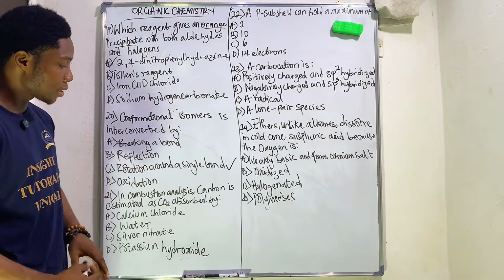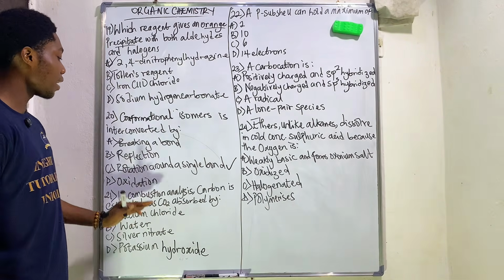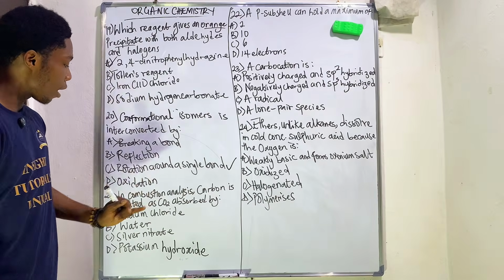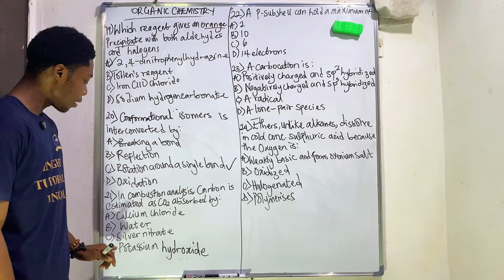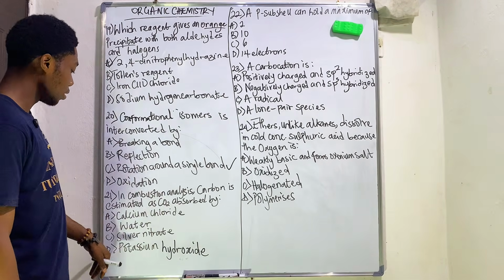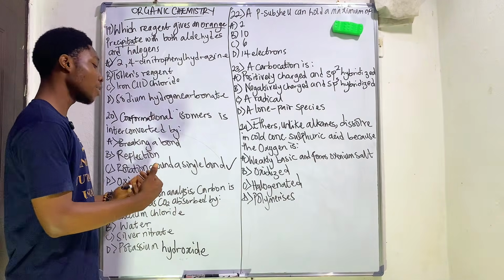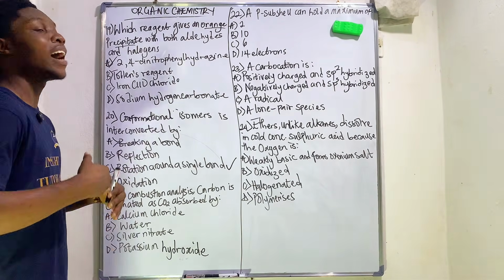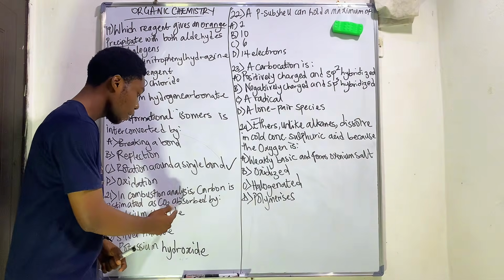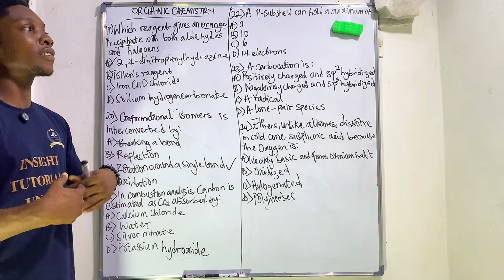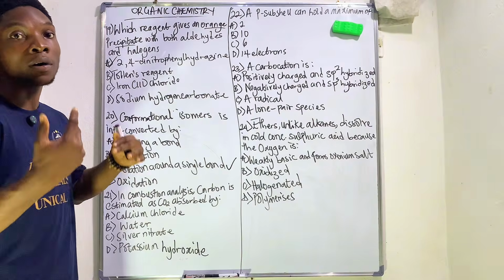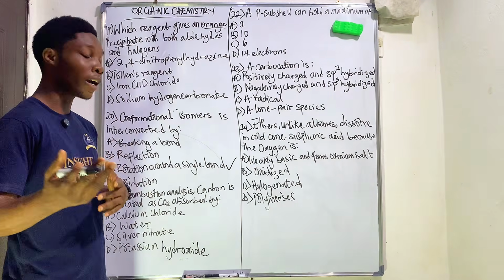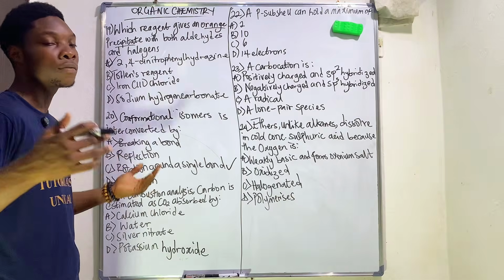All right, next question. In combustion analysis, carbon is estimated as carbon dioxide absorbed by A, calcium chloride, B, water, C, silver nitrate, D, potassium hydroxide. So in this combustion analysis, what happens is that there is combustion of an organic compound and there is effervescence of carbon dioxide. And this carbon dioxide is absorbed by a particular material and then weighed.